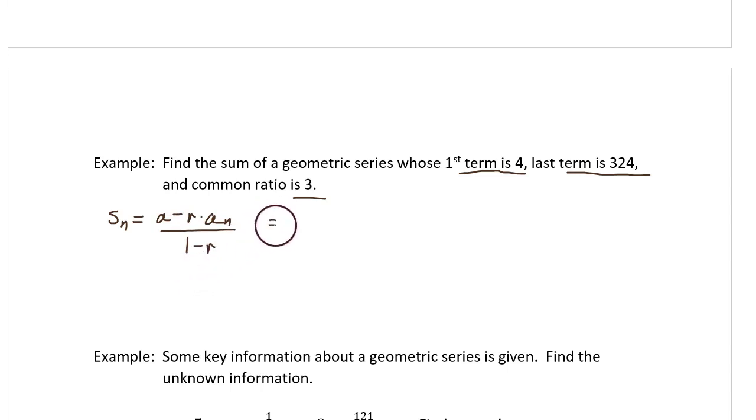And we'll make our substitutions. The variable a represents the first term, that's 4. The letter r is the ratio, that's 3. A sub n represents the last term, that's 324. And then we have 1 minus 3. Now use a calculator to evaluate that. 4 minus 3 times 324 is negative 968, and then divide by negative 2. That makes 484.